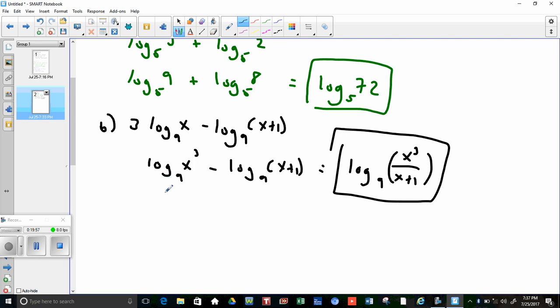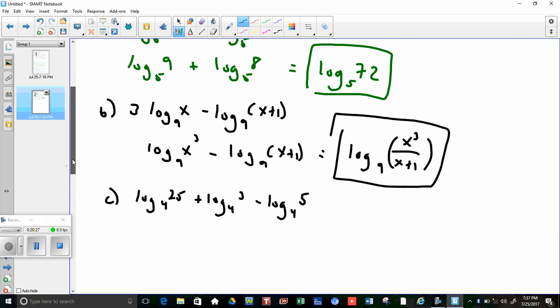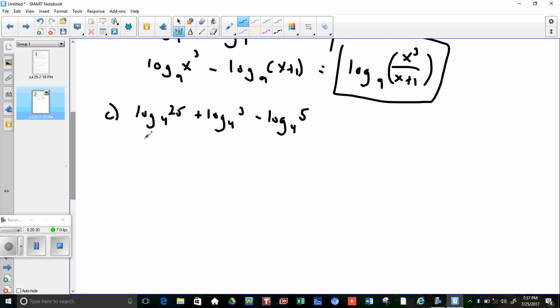All right, let's try one more, and this is going to have multiple pieces to it. So we have the log of 25 base 4 plus the log of 3 base 4 minus the log of 5 base 4. Okay, the first thing I'm going to notice here is that I don't have any coefficients. There's nothing out in front of any of my logs other than pluses and minuses. So I don't have to worry about bringing any powers up. I also have the same base.